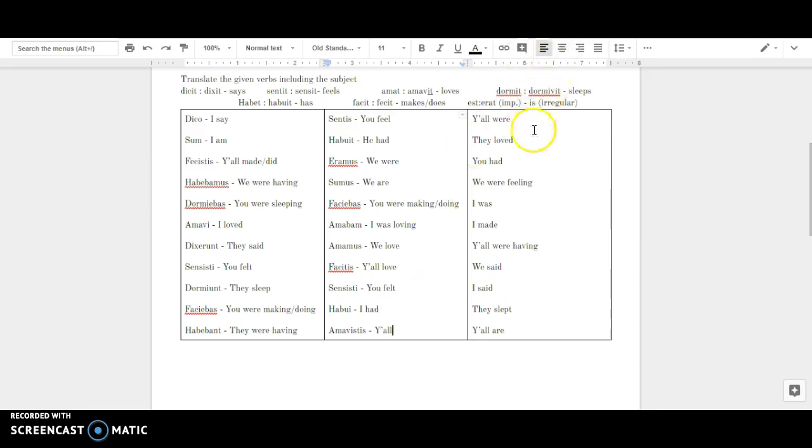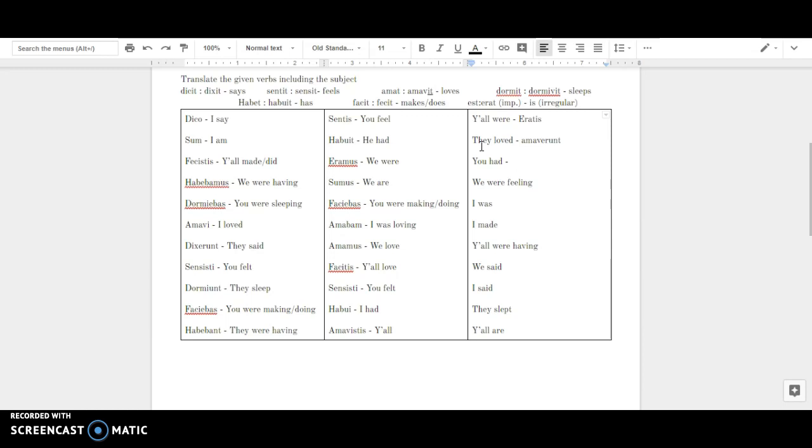Okay. Now over here we have our Latin to English, or English to Latin, rather. Y'all were. Okay, that is the second person plural form of erat right here, which is just era with the tis ending. They loved. Okay, so we're going to take the second part of loves here for the perfect tense, ama with the V to make it perfect tense, and then we need our they ending, our third person plural ending, which in the perfect tense is erunt.